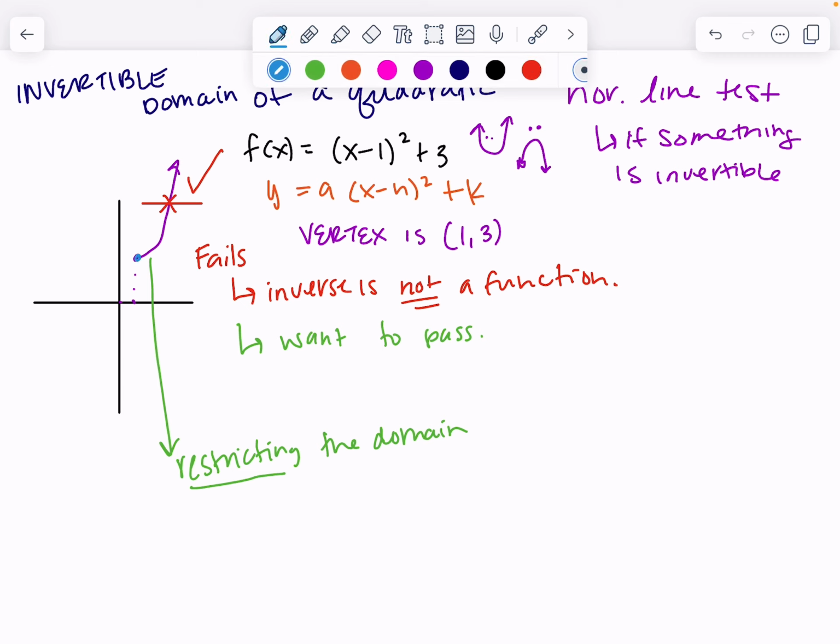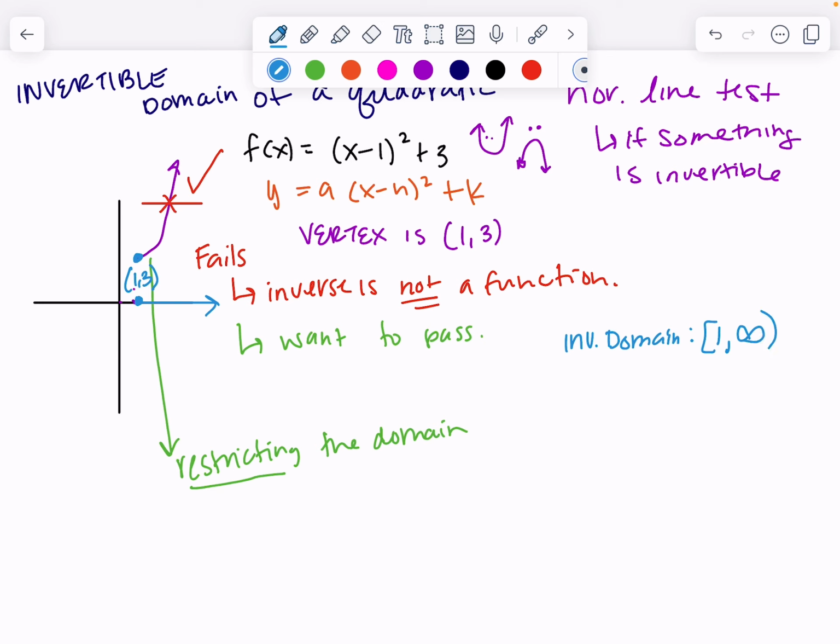Well, now my graph starts right here, and this was our vertex, which was 1, 3. So my x values now start at 1 and go to the right. So my invertible domain will be starting at that vertex, which is 1, and then going all the way to the right, which is infinity.